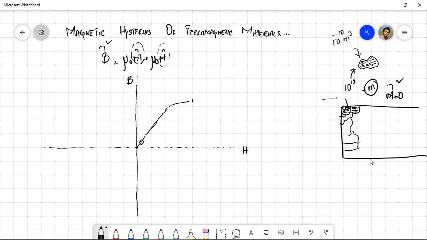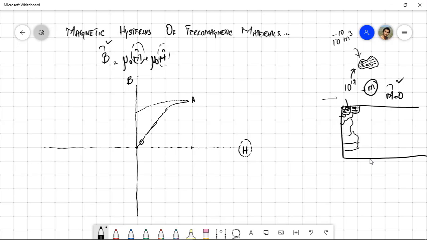Once we reach here, when we drop the value of H, for example from here, and start decreasing it, the corresponding value of B will not follow the same path.